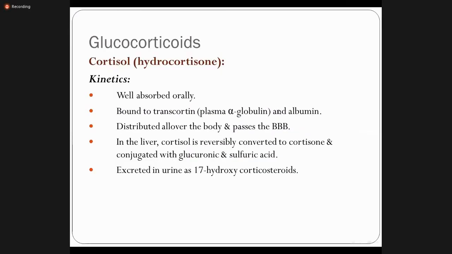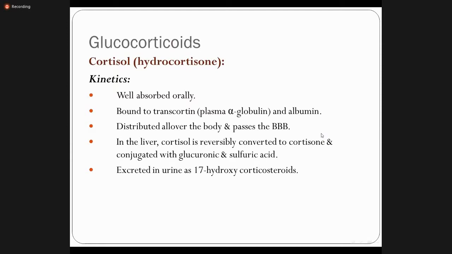So, glucocorticoids: cortisol or hydrocortisone. Cortisol is the prototype secretion of this group, and the kinetics of this group is that it is well absorbed orally and bound to transcortin, the plasma alpha globulin, and also binds with albumin and is distributed all over the body, and it can also cross the blood-brain barrier.